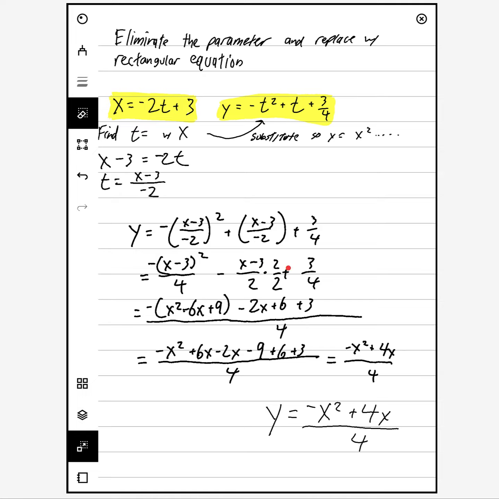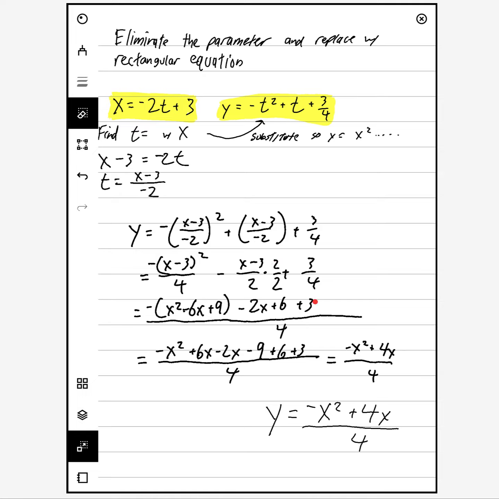I can't combine all this stuff together unless they all have the same denominator. So this one here, I'm going to write times 2 over 2. So I get 4 on the bottom, and I'm basically just multiplying that by 1. So that is going to come down here. So let's do this part first. X minus 3 squared becomes x squared minus 6x plus 9, with a negative on the outside. And then here, we're going to have negative x times 2 gives us negative 2x. Negative 3 times 2 gives us 6.